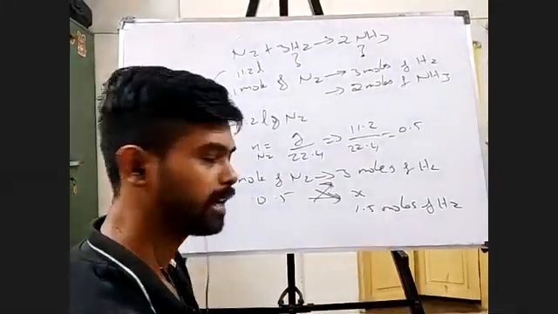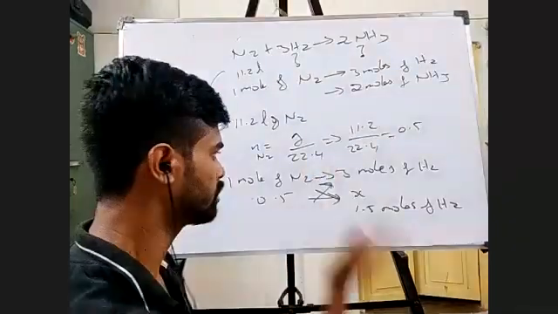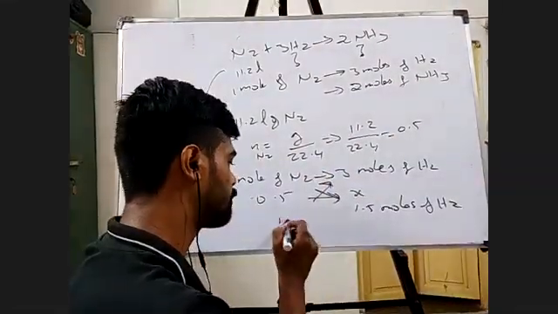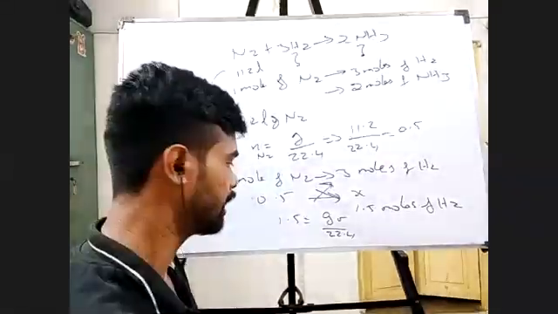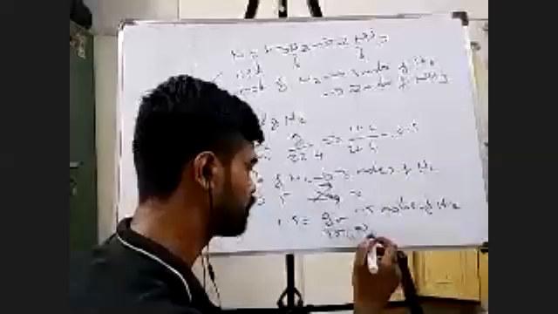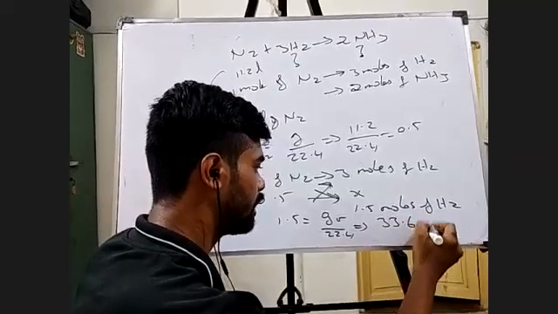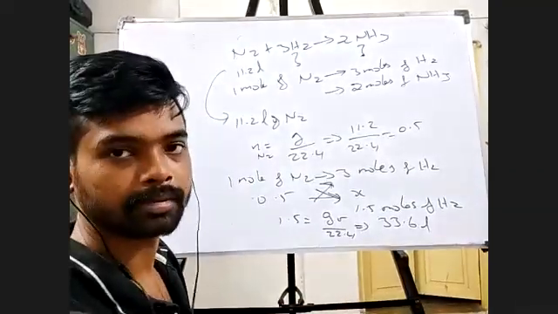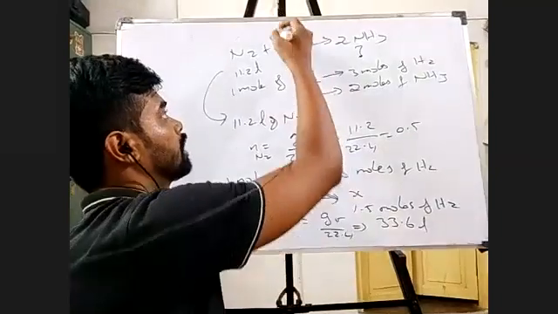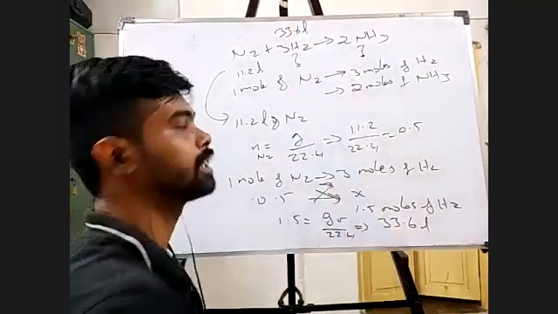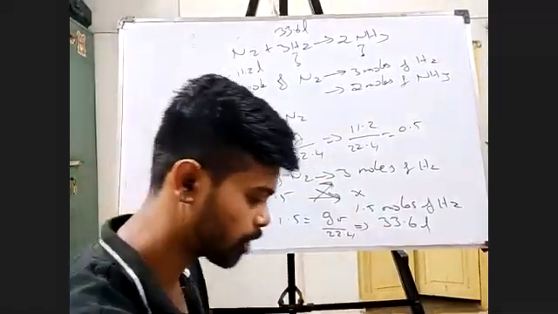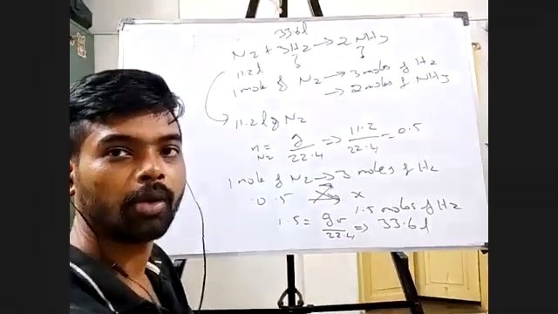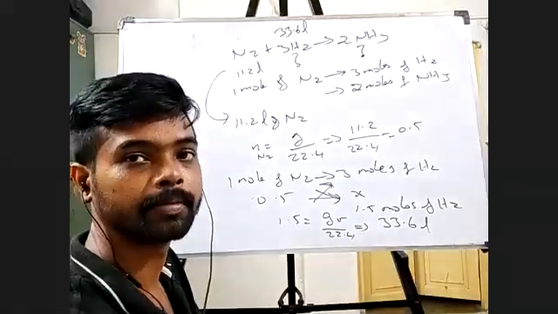Now I can find the volume of H2 for 1.5 moles. Same formula. I know the number of moles: 1.5 is equal to given volume divided by 22.4. So what will be the answer? 33.6 liters. Correct. So I found one answer now. This answer for H2 is 33.6 liters. Can you do it for NH3? Please do it and tell me how much volume. I want to know what is the volume of NH3 formed. Do it and tell me.